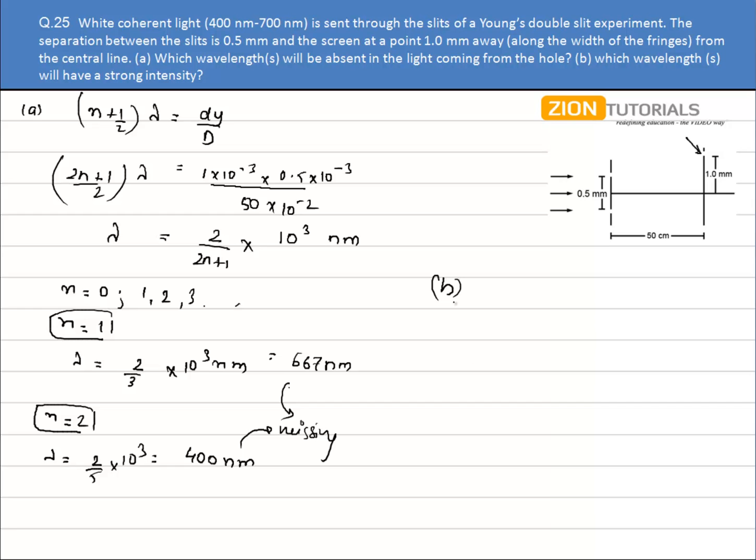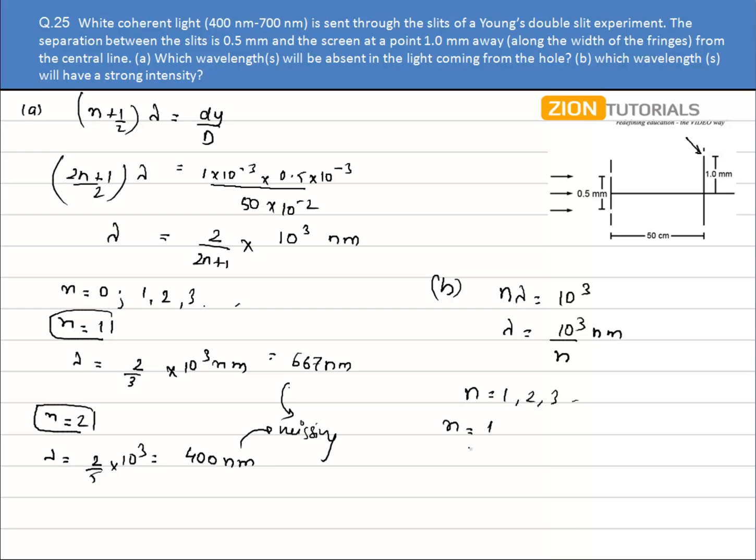And for the second part, I have to calculate which wavelength will have the strongest intensity. Now we know strongest intensity means bright fringe, and for bright fringe n lambda is equal to d y by capital D, that again comes out to be 10 to the power 3. So lambda is 10 to the power 3 by n nanometers. Now again here the n value varies from 1, 2, 3 and so on.